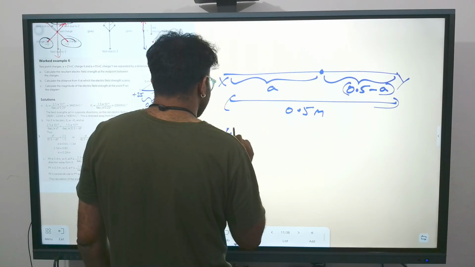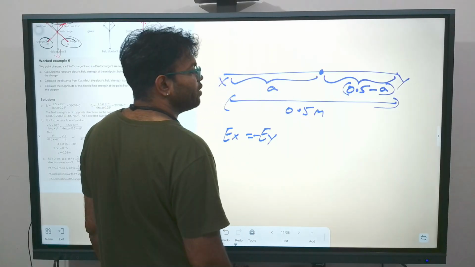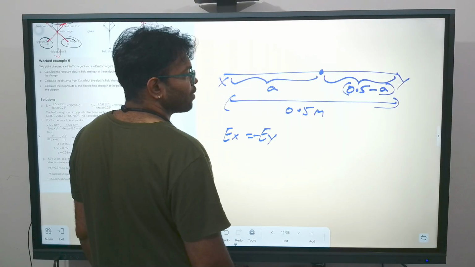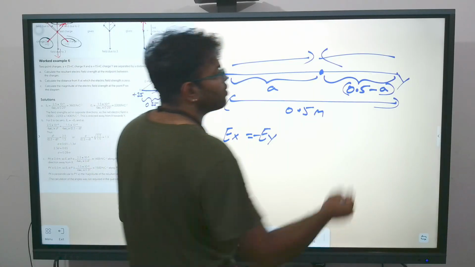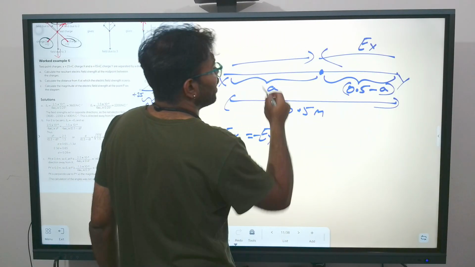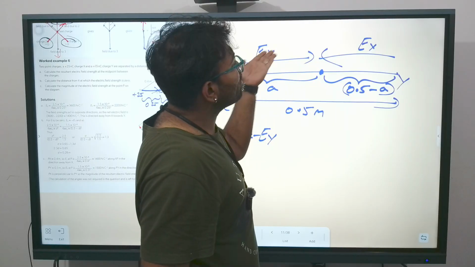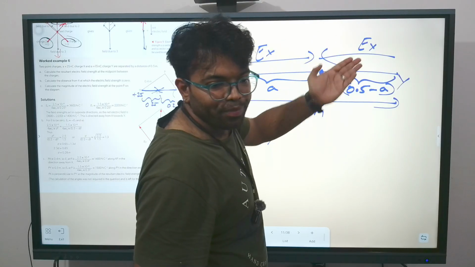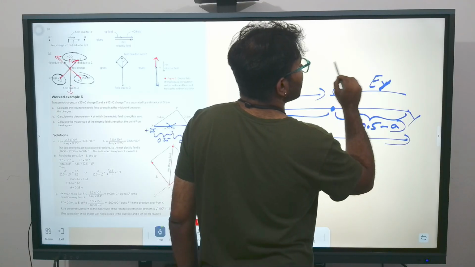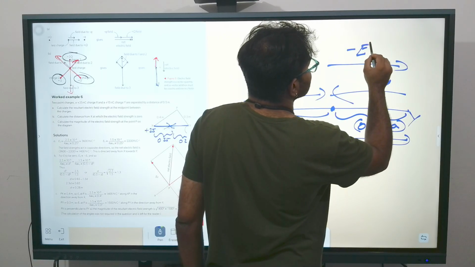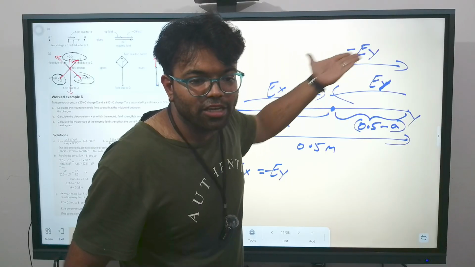So you can say that E of x should be equal to minus E of y at this particular point. So this electric field should be equal to this electric field. Why have I written minus? Because E of y is in this direction. If E of x is in this direction, E of y is in the opposite direction. So E of x can never be equal to E of y. But minus E of y will be here. So E of x should be equal to minus E of y.